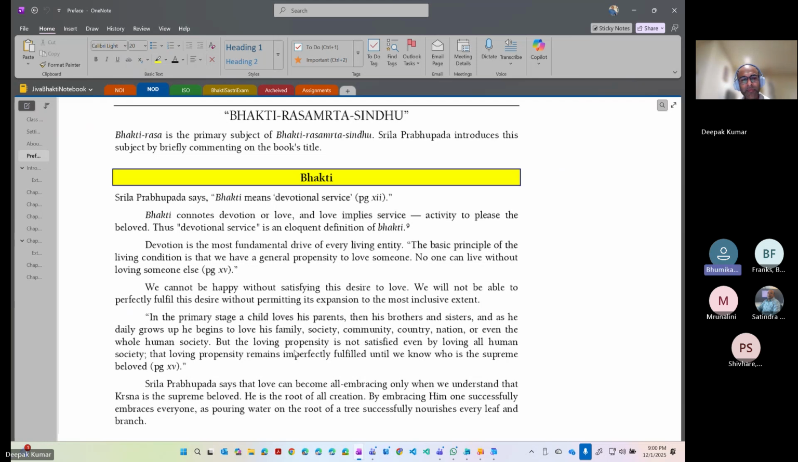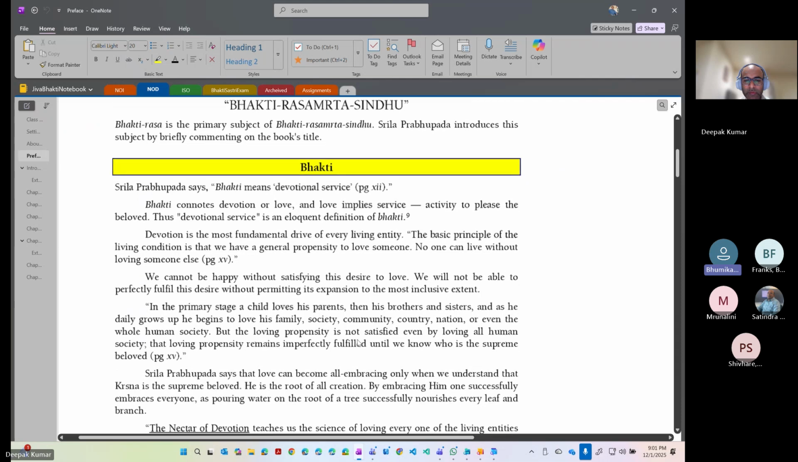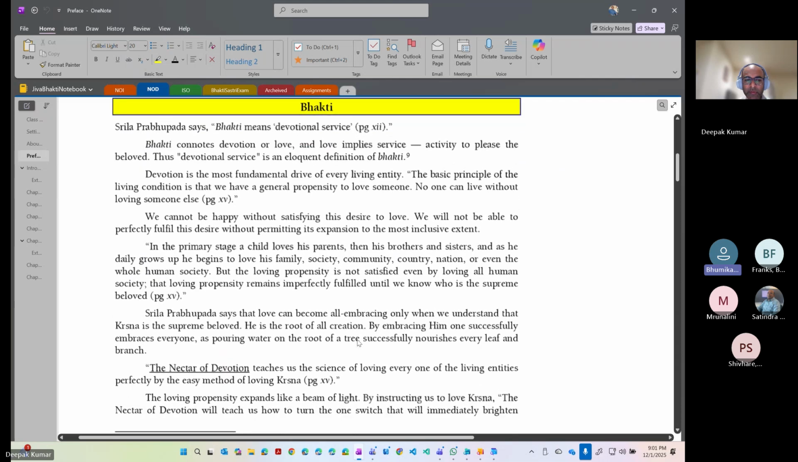In the primary stage, a child loves his parents, then his brothers and sisters, and as he daily grows up, he begins to love his family, society, community, country, nation, or even the whole human society. But the loving propensity is not satisfied even by loving all human society. That loving propensity remains imperfectly fulfilled until we know who is the Supreme Beloved. Srila Prabhupada says that love can become all-embracing only when we understand that Krishna is the Supreme Beloved. He is the root of all creation. By embracing Him, one successfully embraces everyone, as pouring water on the root of a tree successfully nourishes every leaf and branch.